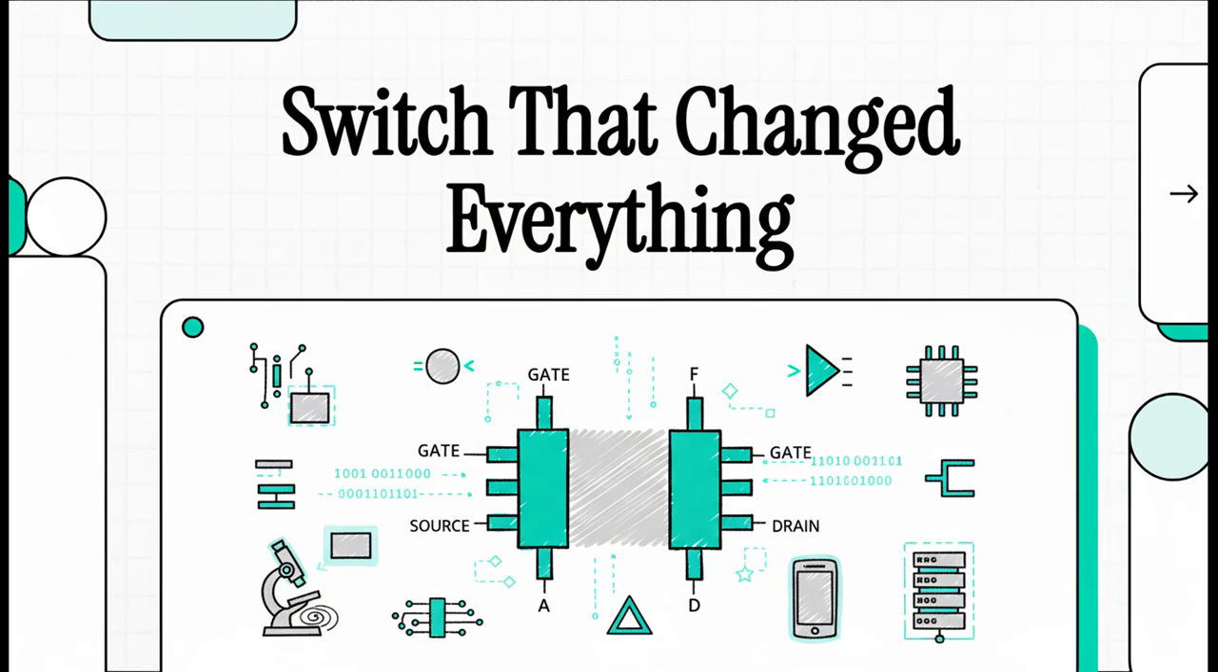So, quick question for you. What do you think is the single most manufactured object in all of human history? It's not a screw, it's not a nail, not even a brick. Nope, it's a tiny, unbelievably small switch that powers, well, everything in our digital lives. Today, we're going to pull back the curtain on that switch, the MOSFET.